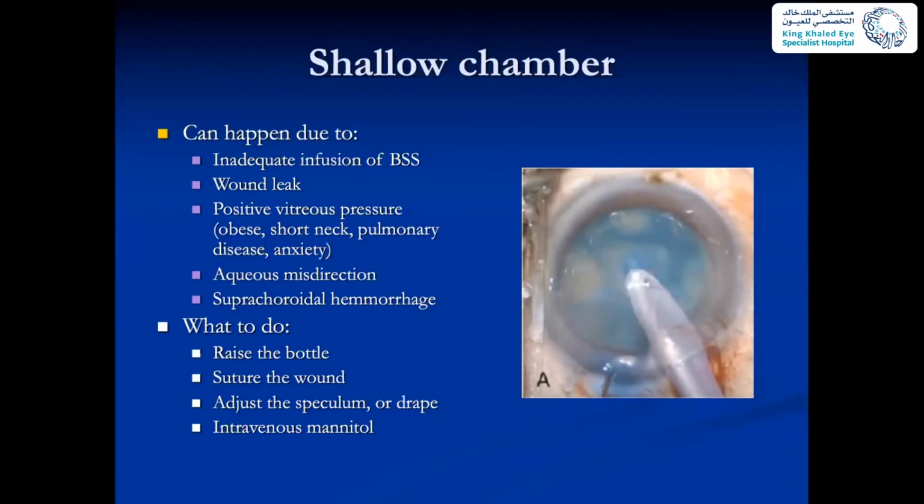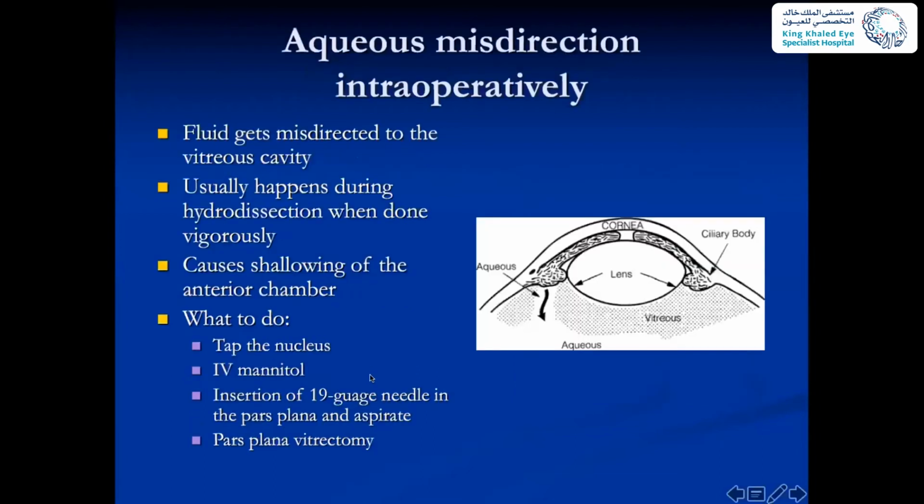So what we do, if there is inadequate infusion of the BSS, we just ask to raise the bottle, so infusing more BSS during the surgery. Suturing the wound, if you had a large wound and you have leaking fluid from both sides of the wound or from the paracentesis, when it is large, you suture it and then you continue your surgery. Sometimes the speculum is the one causing pressure on the eye, so just revise the position of the speculum and make sure that it is not pressing on the eye, and if it is pressing, either it or the drape, try to adjust it before resuming your procedure. Intravenous mannitol is also one of the things that can help you during surgery to deepen the chamber.